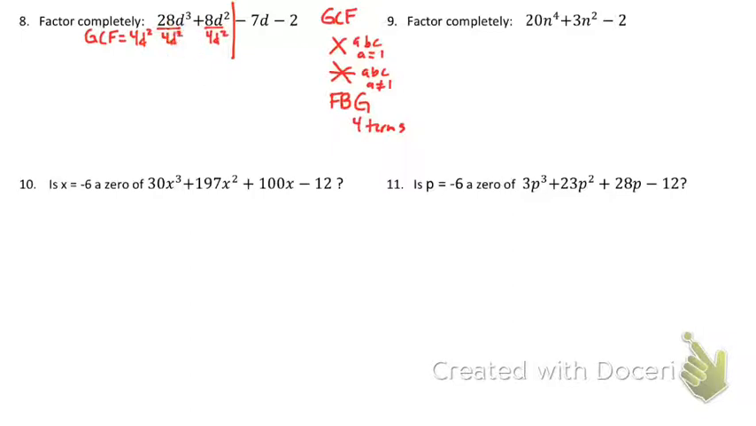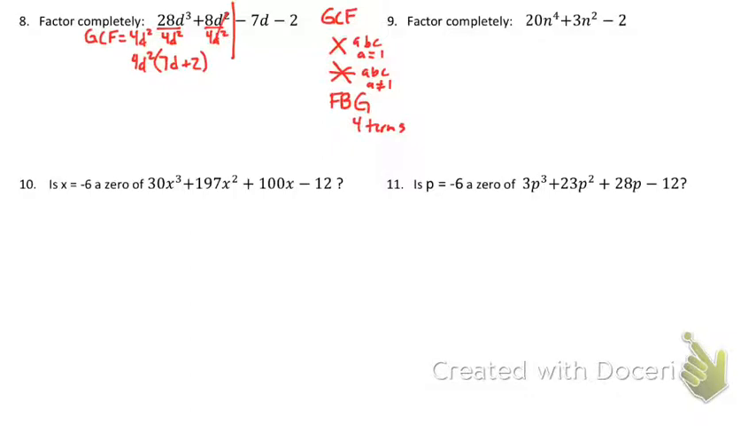28 divided by 4, 7. D to the third, divide out 2 of them, we're left with D. 8 divided by 4 is positive 2. D squared, divide out D squared, that leaves you with none. So it cancels. We have this, and then our GCF goes in front, 4D squared.